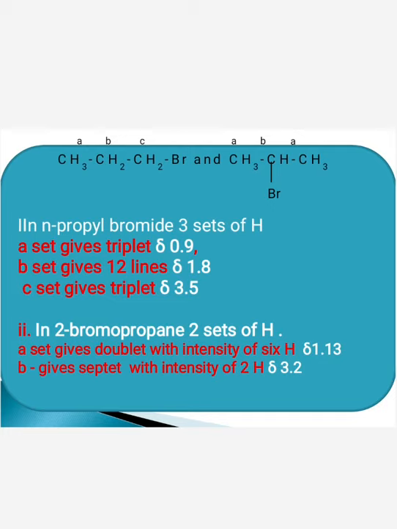For B set, by using the second rule, that is (Na plus 1) into (Nc plus 1), that is 4 into 3, we get a total of 12 lines at delta 1.8. And for C set of protons, we get a triplet at delta 3.5.